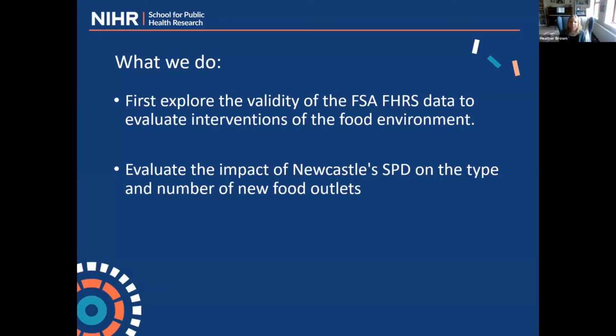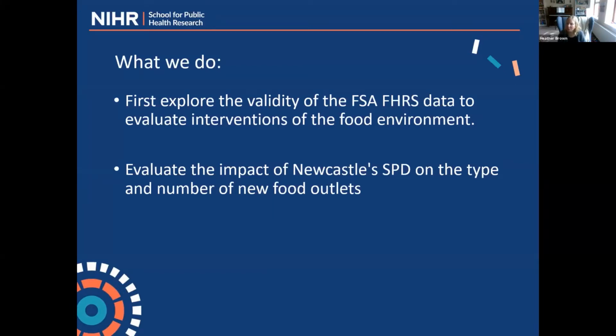So in our project, we first explored the validity of using this data to evaluate interventions of the food environment. What we were interested in is how representative the data is. It is a statutory requirement that all data should be there, but we wanted to double check that what was present in the field was also present in the data. And importantly, most of the planning guidance is around distances. So for example, the most popular type of planning guidance is exclusion zones around schools, and these are usually within 400 meters of a school.